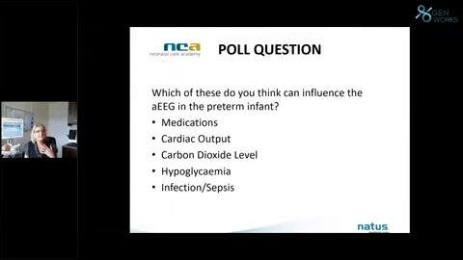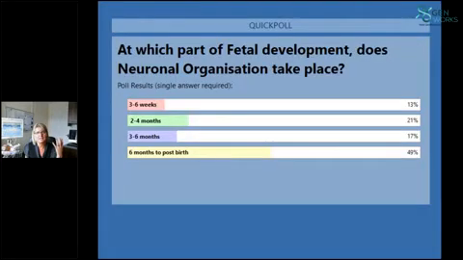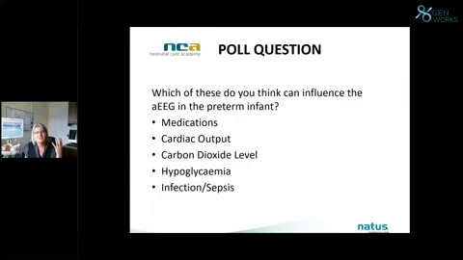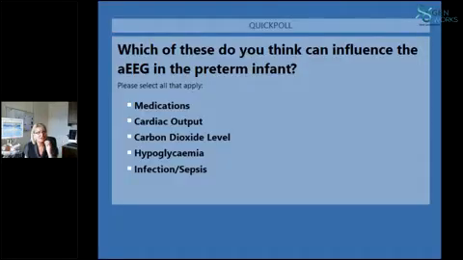Now, there are other things that can influence the AEEG in the preterm infant. So this is another poll question I want to ask everybody in the audience. What do you think can influence the AEEG in the preterm infant? Do you think it could be medications, cardiac output, carbon dioxide, hypoglycemia, infection? And you can vote for as many of these as you want to.